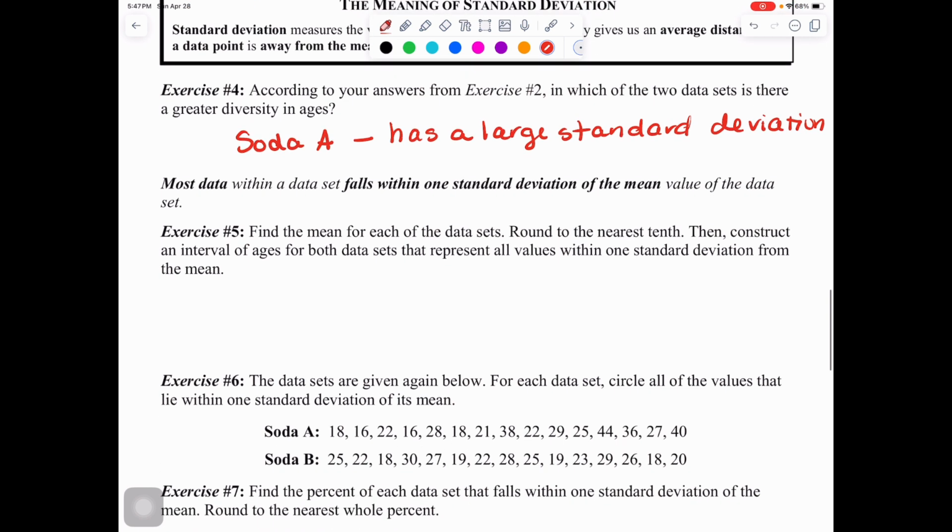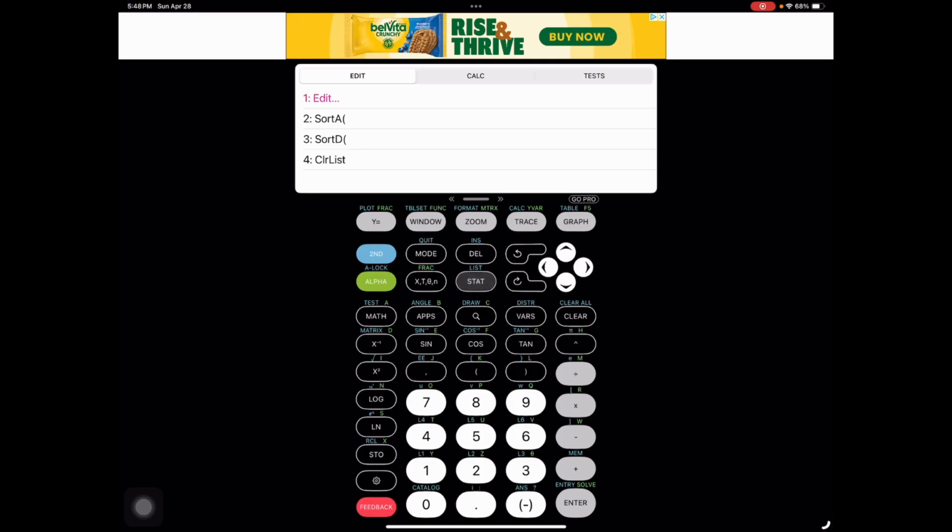So in exercise 5, it says find the mean for each of the data sets, round to the nearest tenth, then construct an interval of ages for both data sets that represent all values within one standard deviation. So you should be able to go back and look at your 5-point summary, that whole list of data, and get the mean from that. So for example, I'll demonstrate for soda A. Remember, we go to stat, over to calculate, one variable stats, and enter. And I can go find my mean by finding the x bar. So I see that it is 26.7 if I do that to the nearest tenth.